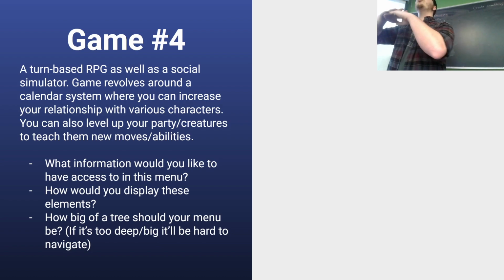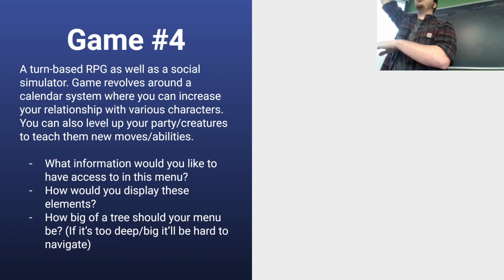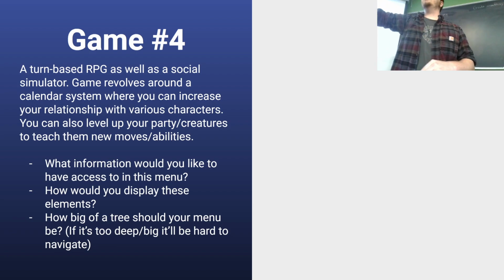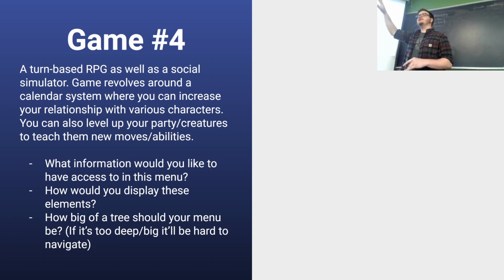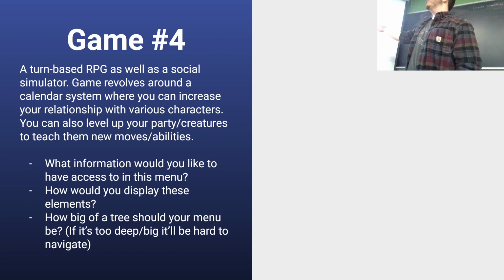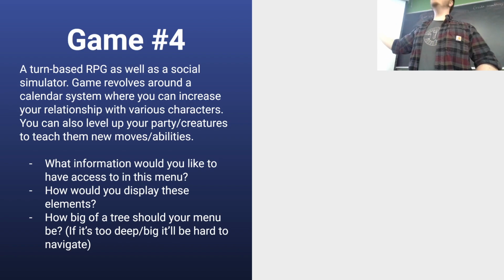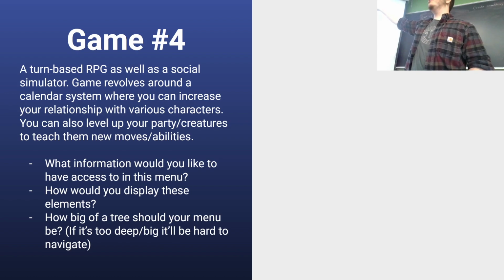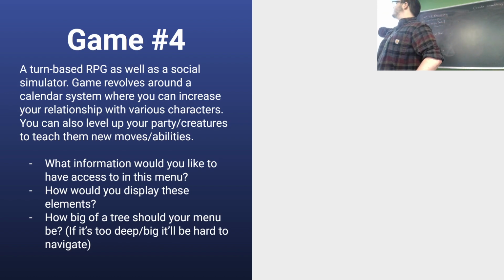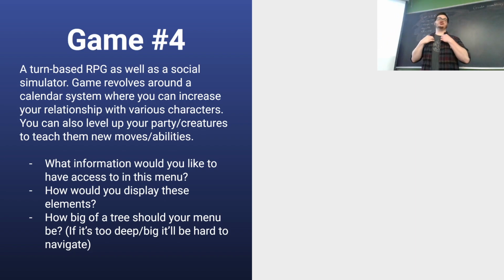assume this is a general all-purpose menu. You have one menu. Everything is accessible in that menu. We're going to detail that home screen and ideal, like, how are we going to branch into different things. And so list out what information you want to be accessible based on these prompts. How would you display them in the menu? And then how big should your tree be?